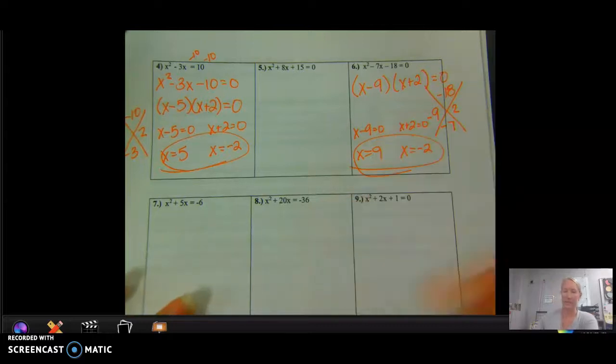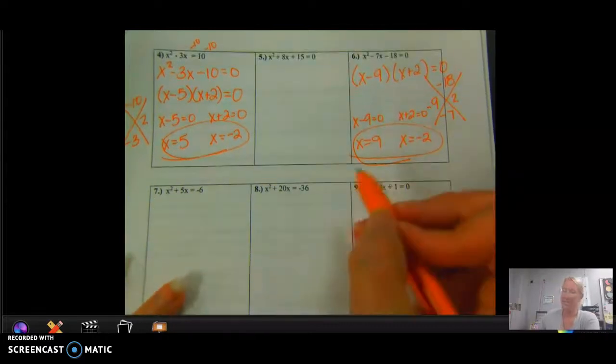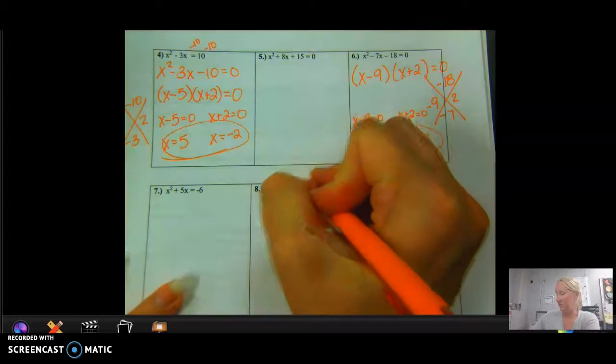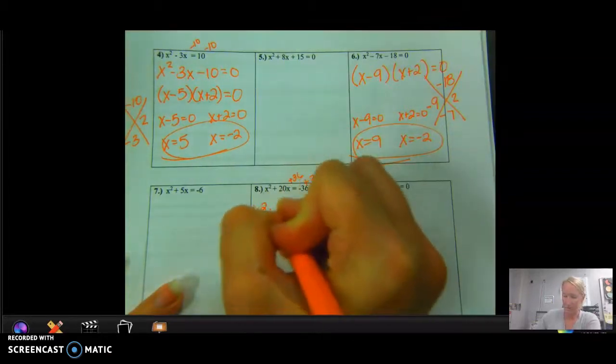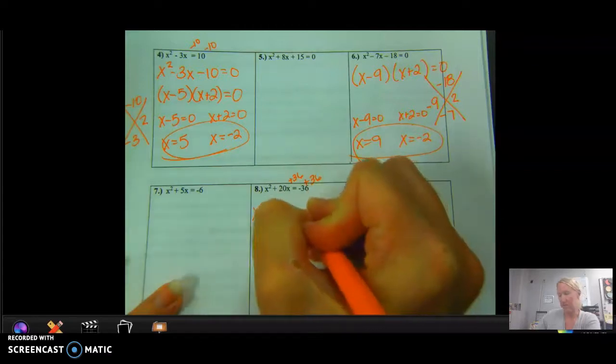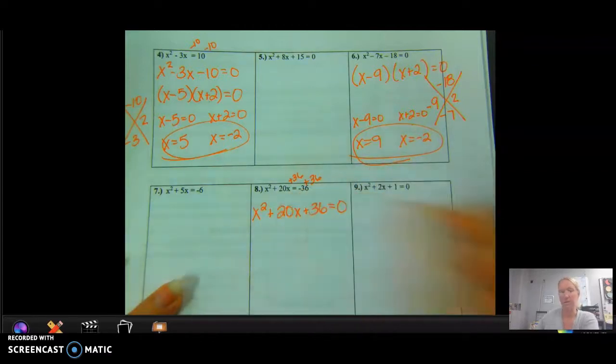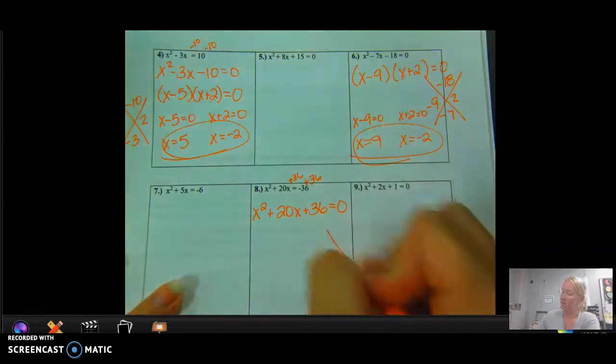I'm going to do number 8. It's not equal to 0, so we have to get it equal to 0, so I'm going to add 36 to both sides. X squared plus 20x plus 36 equals 0. Crisscross, 36 when I multiply, 20 when I add.